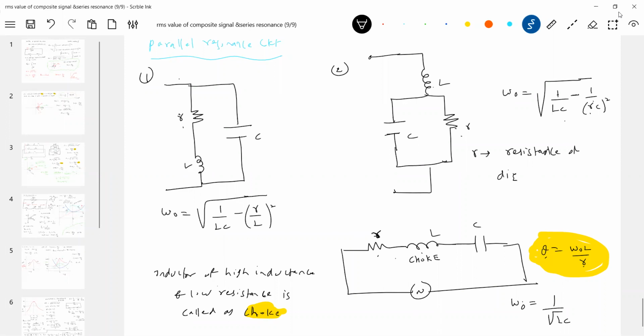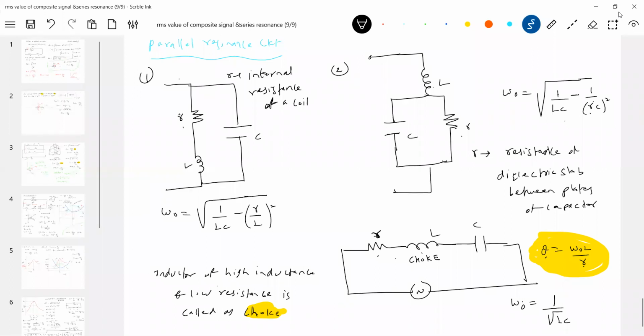Resistance of dielectric slab between the plates of capacitor. And what is the small r here? Internal resistance of a coil. And these derivations again we can derive.